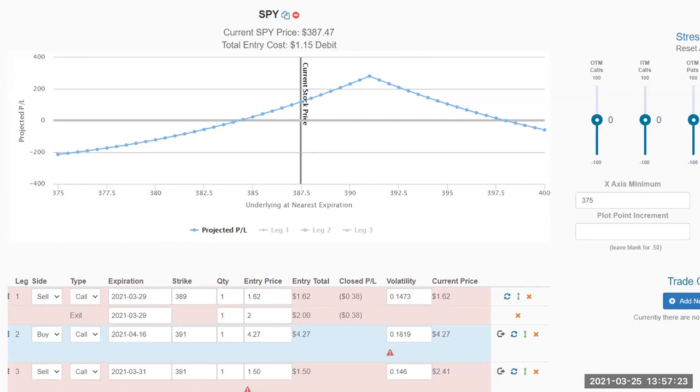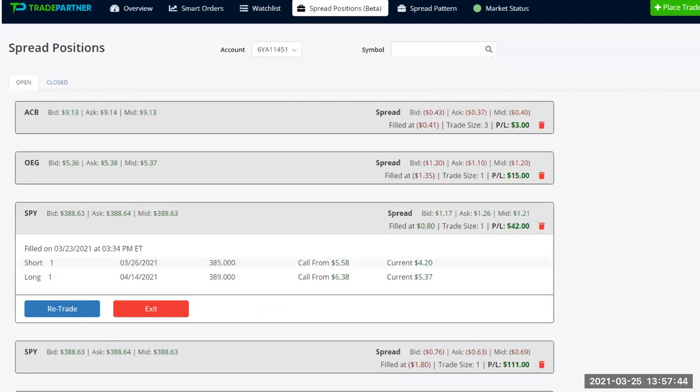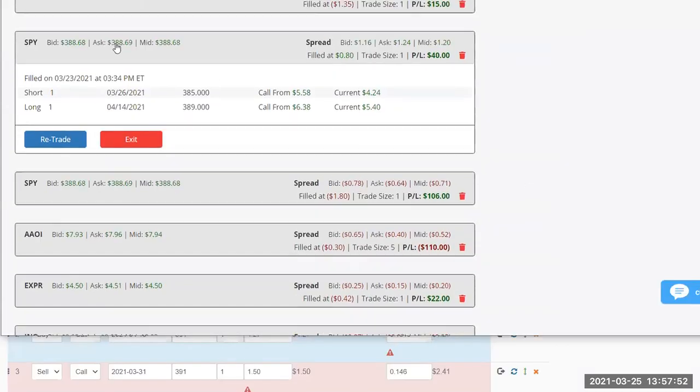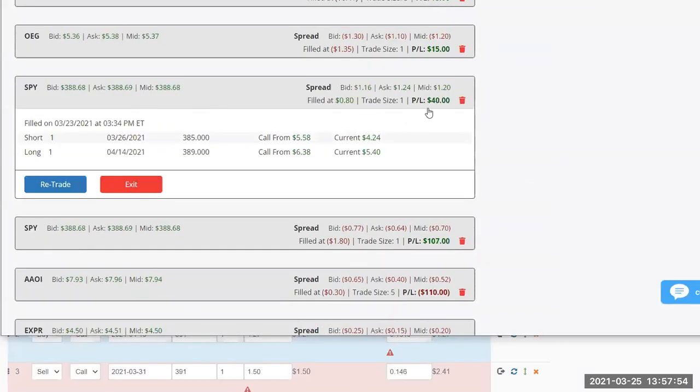So I did one that was in the money. Looks like we're trading about 388. I did one that was in the money, and you can see here it's at a $40 profit.